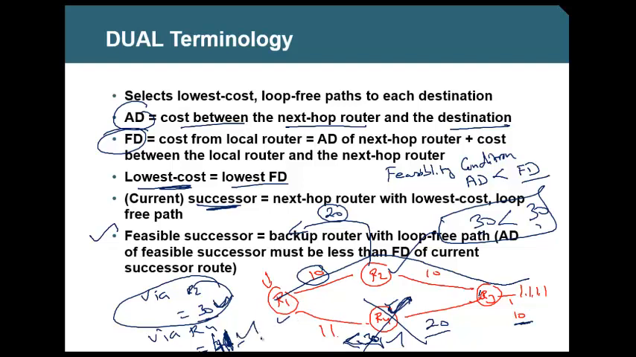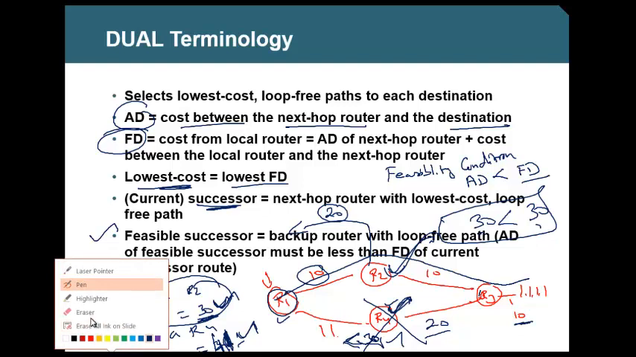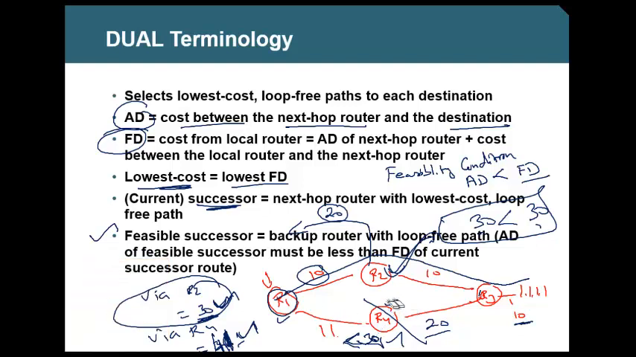This is just 30. This is 41. Lower the metric, better is the path. So we got the primary route. There is no problem. But for the backup path, R4 will be a backup path only if the feasibility condition is met.